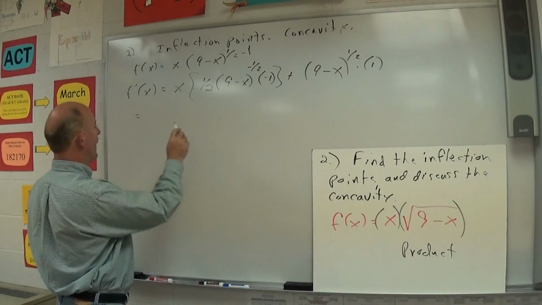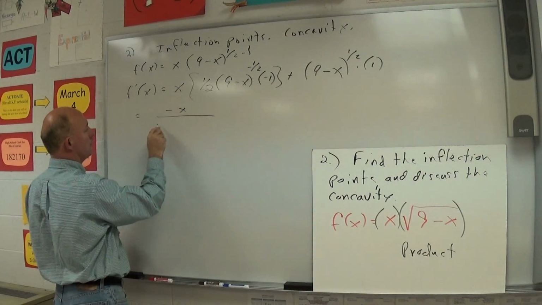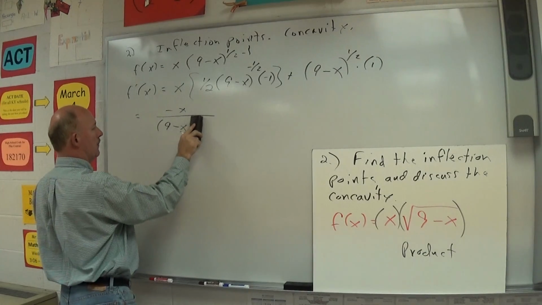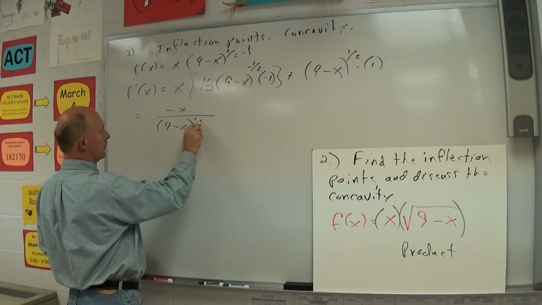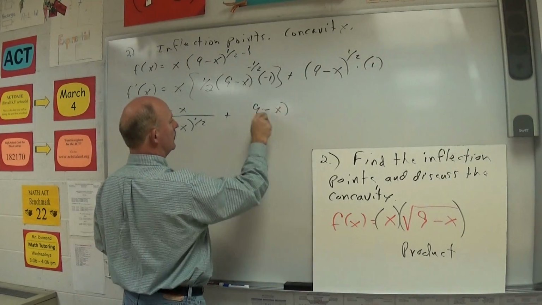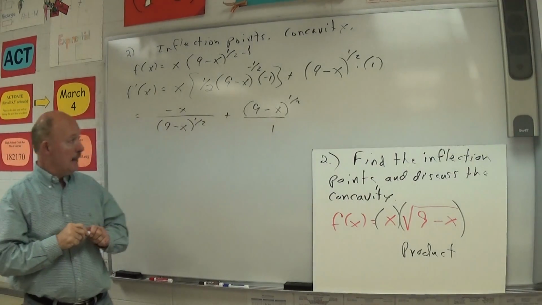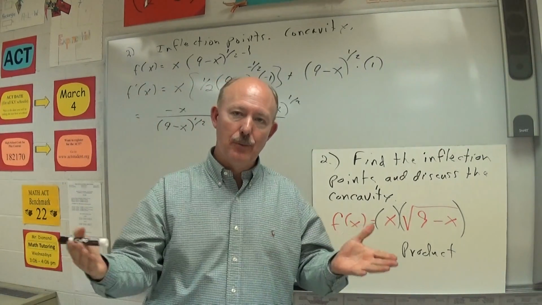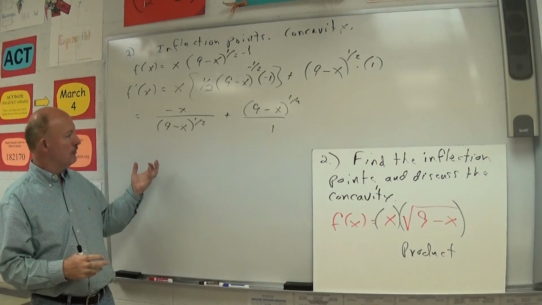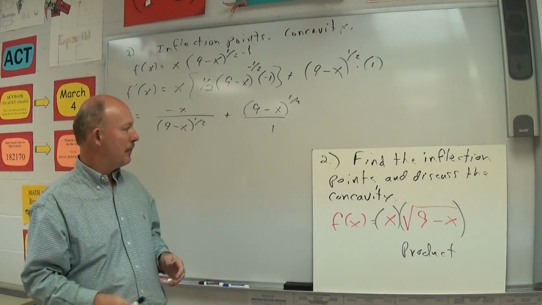We're going to rewrite this without the radical. This is a negative 1 times x will give us negative x over 9 minus x to the 1/2 power, plus 9 minus x to the 1/2 power here. All that over 1. Now we're going to have to add these two fractions together. Now we've done this before in some other problems. So this type of problem, you got to be able to add these two fractions, if you will. Okay, that means getting the same denominator on both.